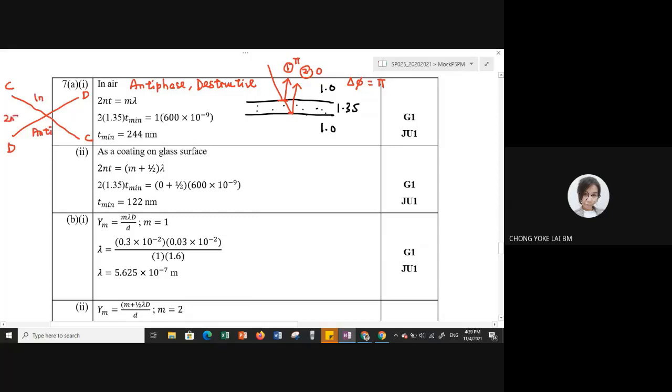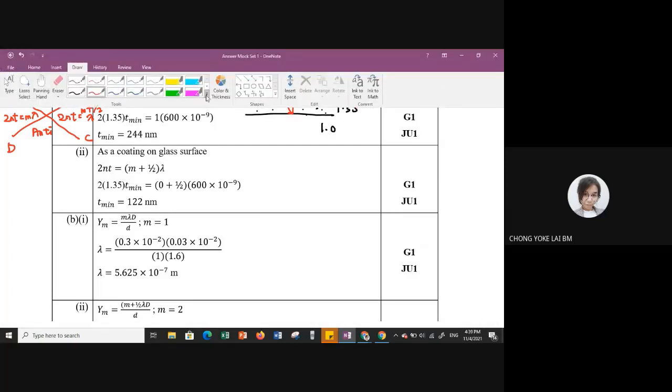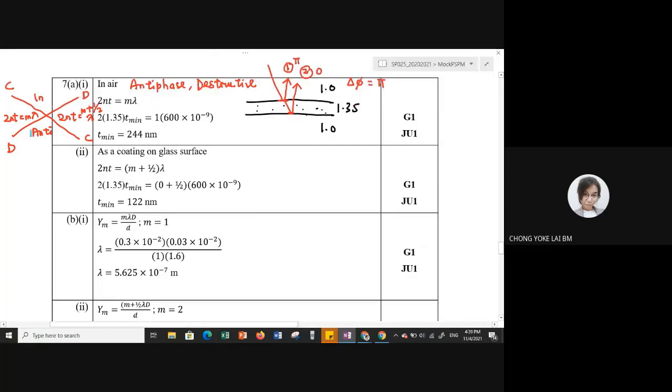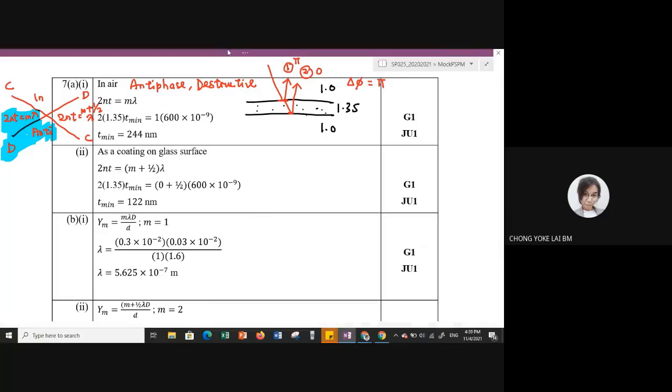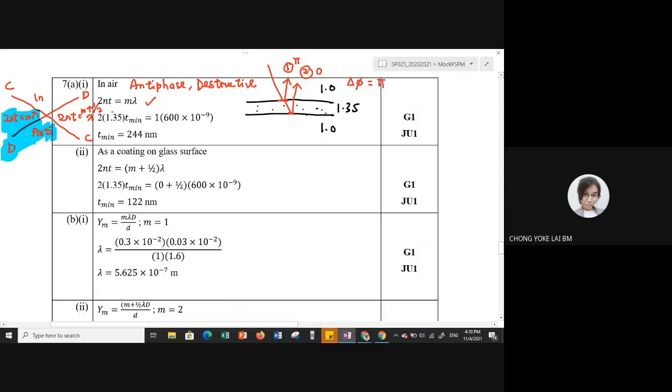Kita ada 2nt equal to m lambda. Kita ada 2nt equal to m plus half lambda. Okay. So soalan ni nak apa? Kita tengok. Soalan ni anti-phase. Dan kita nak destructive. So kita nak destructive, kita jumpalah equation ni. See? Equation yang kita pilih adalah 2nt equal to m lambda. Dan tinggal masukkan nilai. Refractive index 1.35. So kita nak cari minimum thickness.